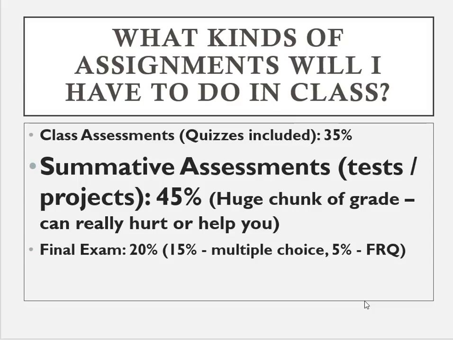pretty much it's three main, I guess, types. There's class assessments, which is going to be homework, quizzes, classwork. That's 35% of your grade. That's the bulk of the assignments, to be honest. The summative assessments are your tests, projects, your summer assignment is a summative assessment. That's a huge chunk of your grade. It's 45% of your grade.